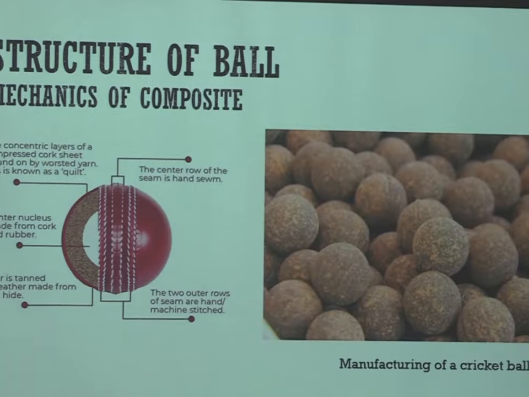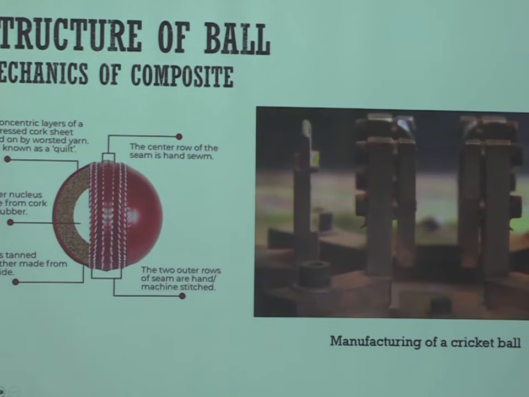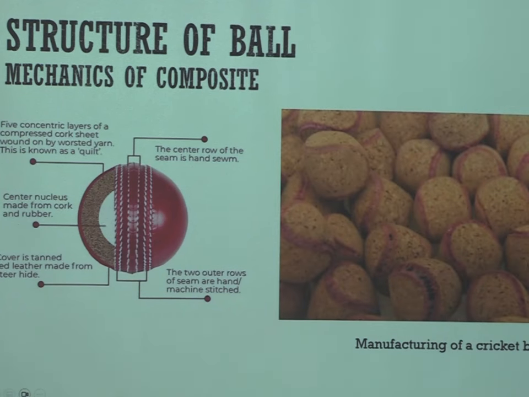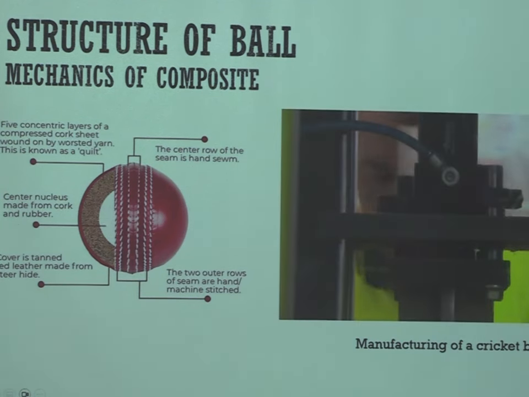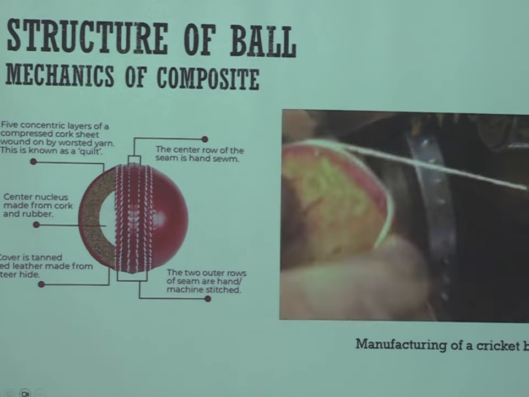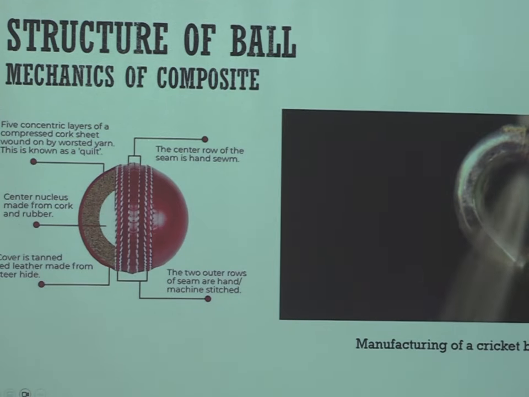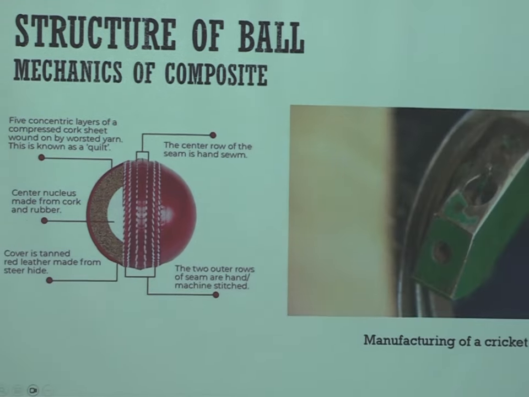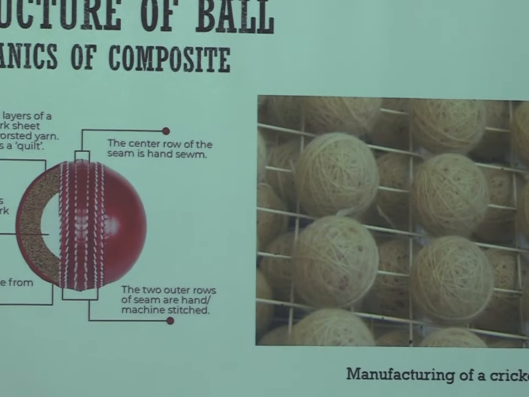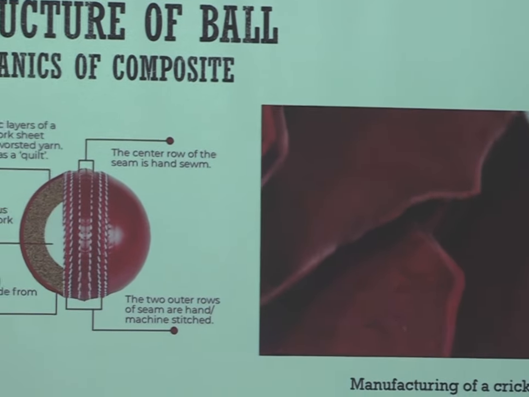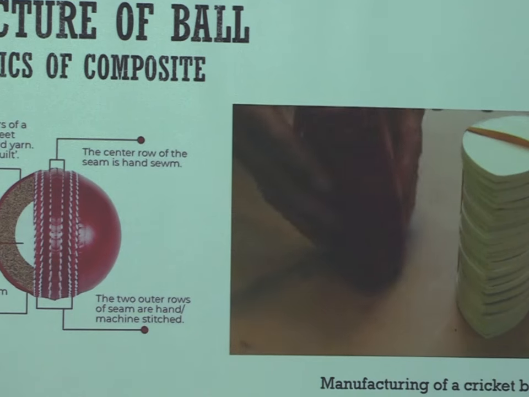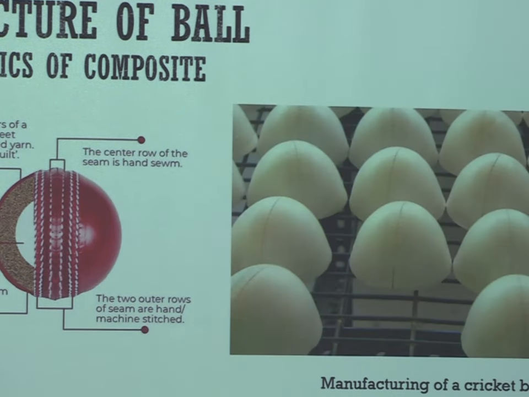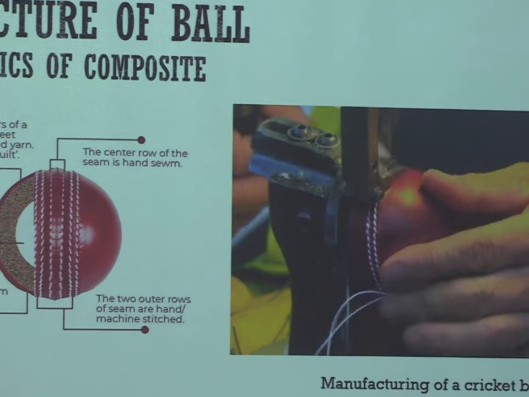Two halves which form the cork. Okay, so this is the cork which has been formed by compressing. Then you cover it, and you form the shape which is not spherical as of yet. To make it spherical, we spin yarn over it. Then there are these leather sheets which cover what you have just made. Depending on the white ball or the red ball, and this is the stitching which happens.